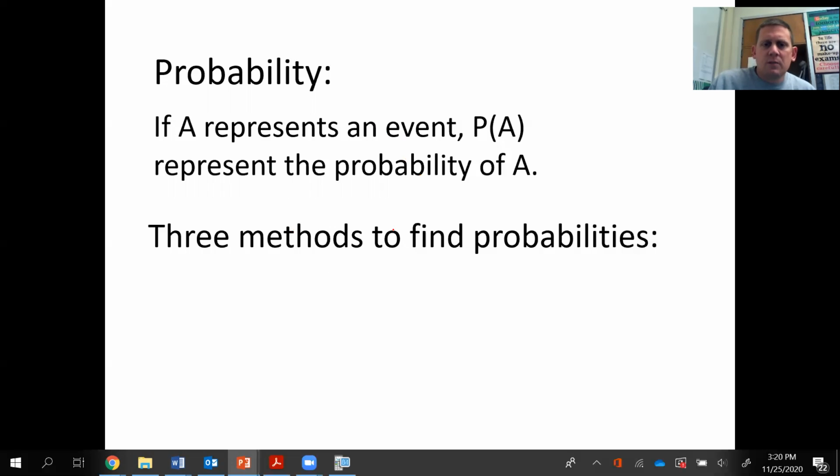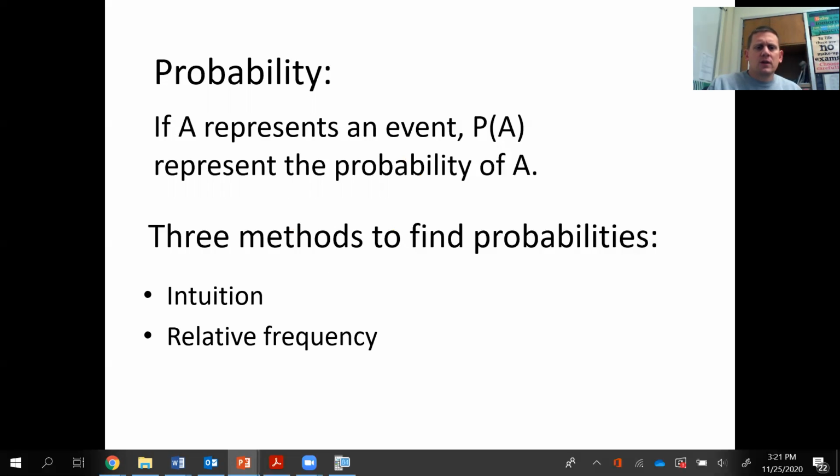There are 3 ways to find probability. Intuition is just kind of like we have a feel for it. We don't usually give a number to it, and if we do, it's just a made-up number. Relative frequency: we count up how many things there are and put that number on the bottom, and then we count up how many things could have us win and put that on the top. And equally likely outcomes is another method that we'll look at.